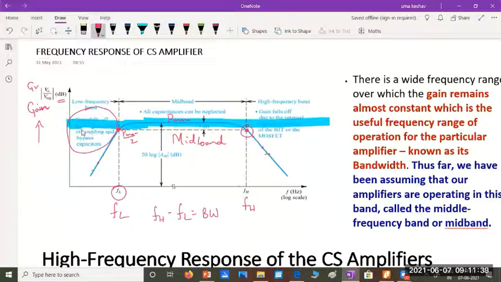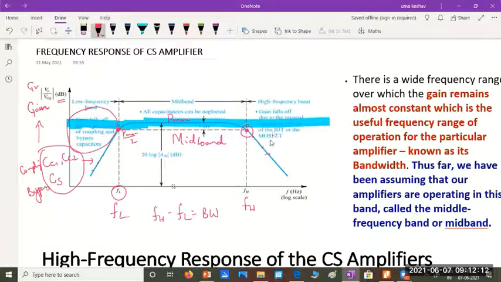It's here mentioned: the gain falls off at low frequencies because of coupling and bypass capacitors. Remember, these are the coupling capacitors and this is the source resistance bypass capacitor. So these are the capacitances which cause a reduction in gain at low frequencies. And again, when we come to the high frequency range also, we'll see a drastic reduction in gain.